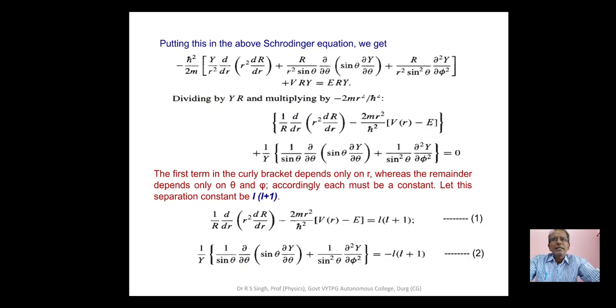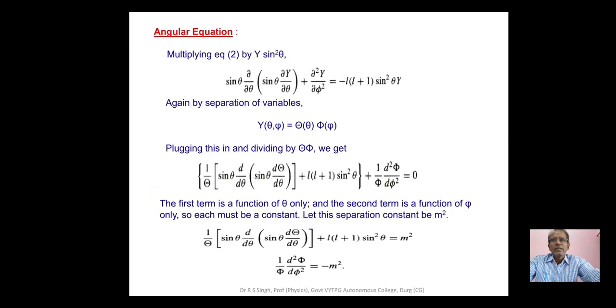Then dividing the equation by Y into R and multiplying by minus 2m r square upon h cross square, we get the resulting equation in the form of the sum of two independent terms, radial term and angular term, each of which must separately be equal to a constant which we take as L into L plus 1. This results in radial equation 1 and angular equation 2. Let's first solve the angular equation.